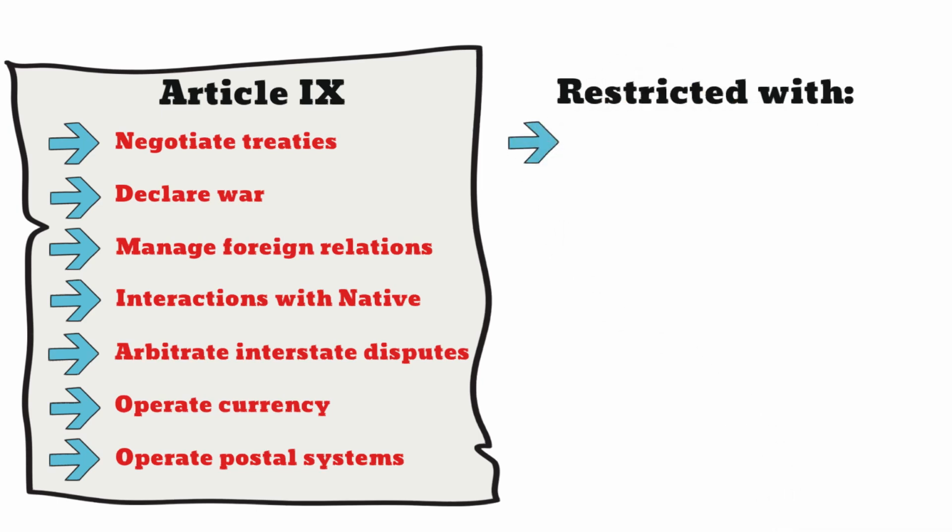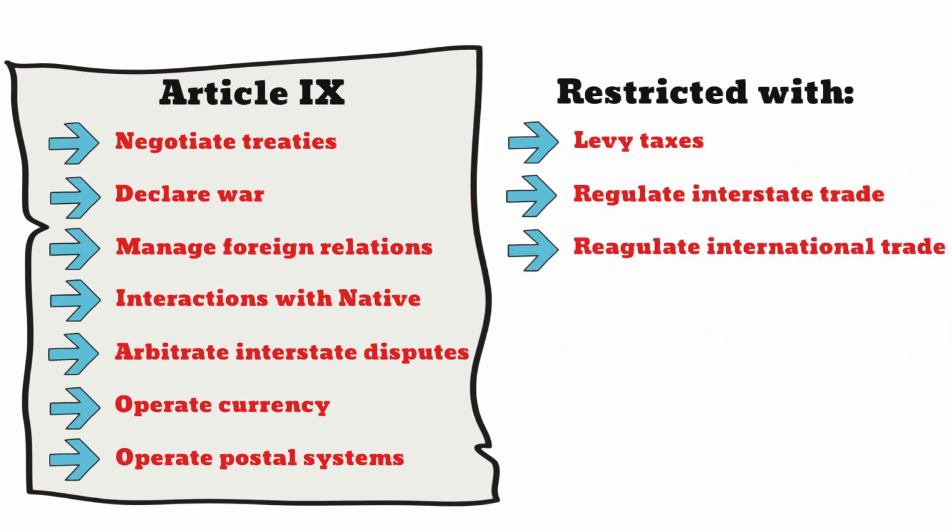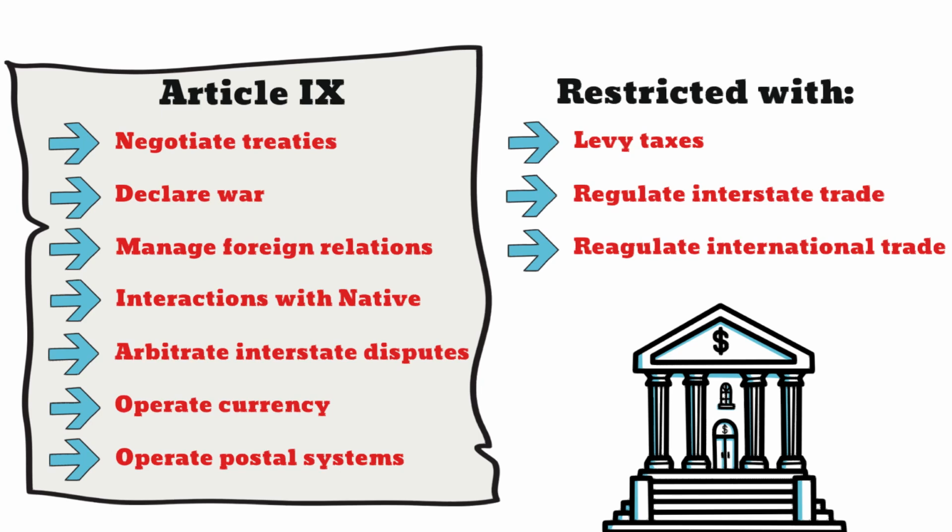It lacked the ability to levy taxes or regulate interstate or international trade, leaving it dependent on voluntary state contributions for funding and implementation. This financial weakness made it nearly impossible to address national debts effectively, leading to financial instability. The Articles also imposed significant decision-making challenges.